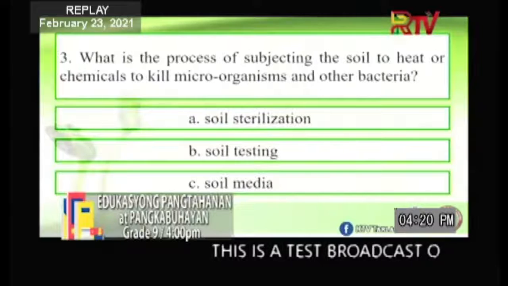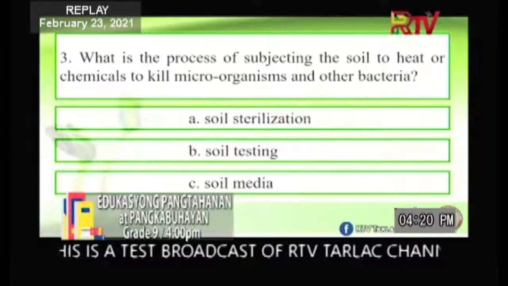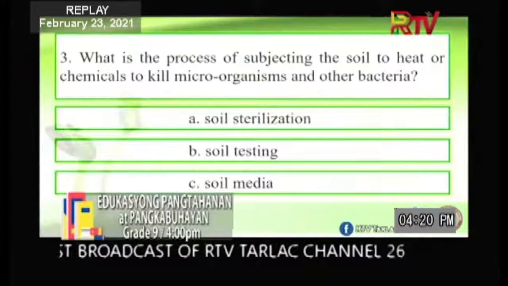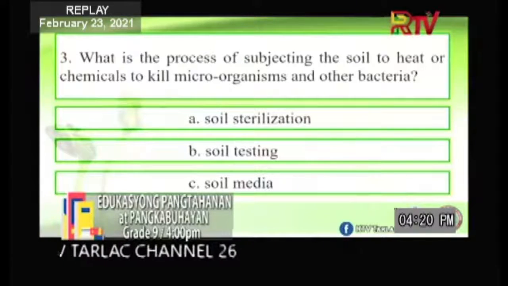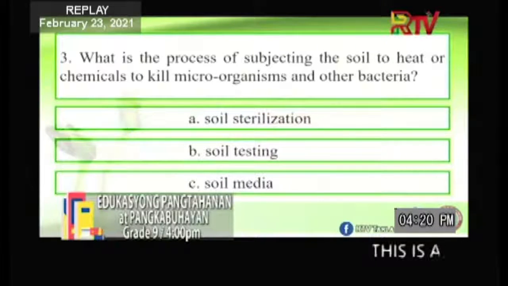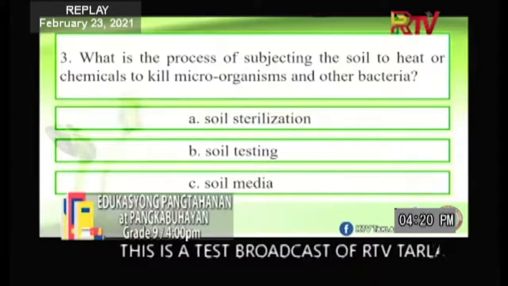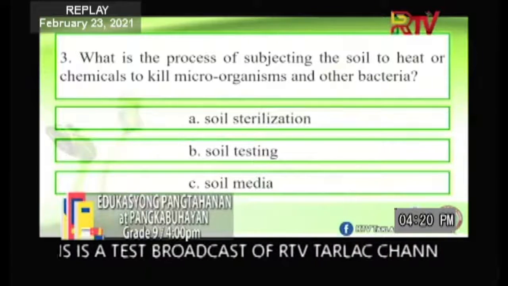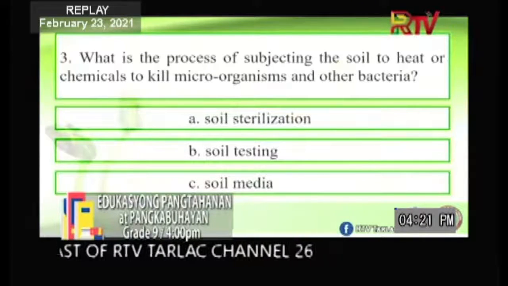Number three. What is the process of subjecting the soil to heat or chemicals to kill microorganisms and other bacteria? A. Soil sterilization. B. Soil testing. C. Soil media. I repeat. What is the process of subjecting the soil to heat or chemicals to kill microorganisms and other bacteria? A. Soil sterilization. B. Soil testing. C. Soil media.